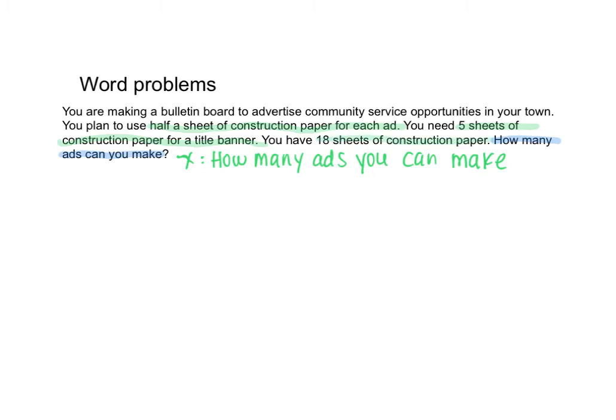So that total value is very important. That total value we're going to put on one side of the equation by itself. So I'm just going to write 18 equals, okay? And we need 1 title banner, so that's going to require 5 sheets of construction paper. And we have to add our x times half a sheet of construction paper per ad. So this ends up writing as 18 equals 5 plus, remember we can flip-flop this 1/2 and the x, as 1/2 x. Now we've got a 2-step equation that we can solve.